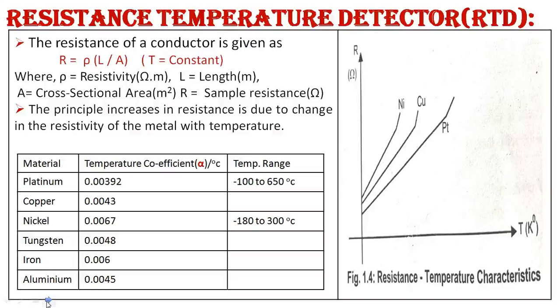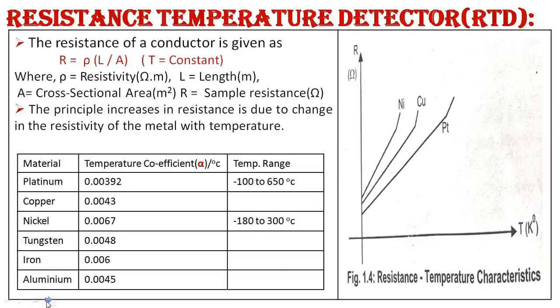So the resistance of a conductor or metal is given by R = ρL/A, where T is constant. ρ is the resistivity of the material in ohm-meter, L is the length in meters, and A is the cross-sectional area in square meters. R is the sample resistance in ohms.